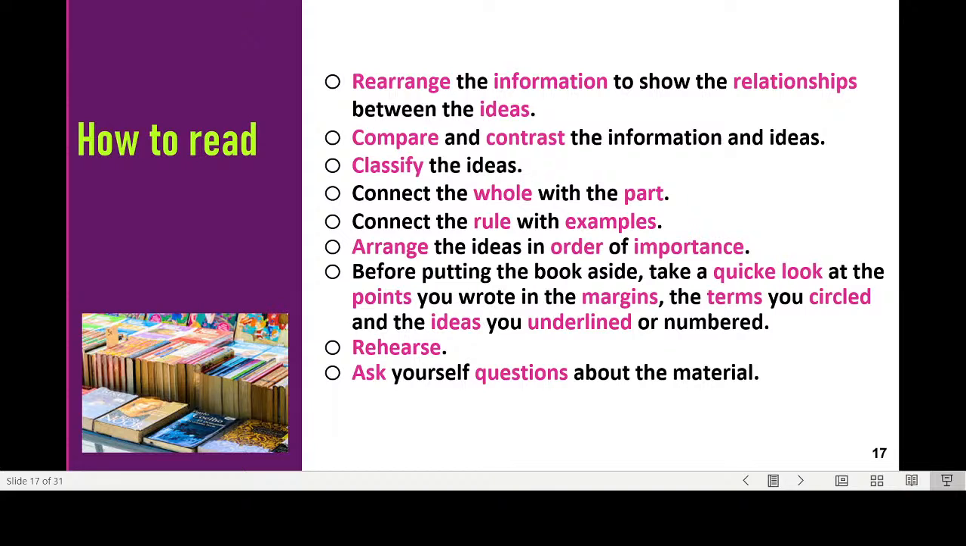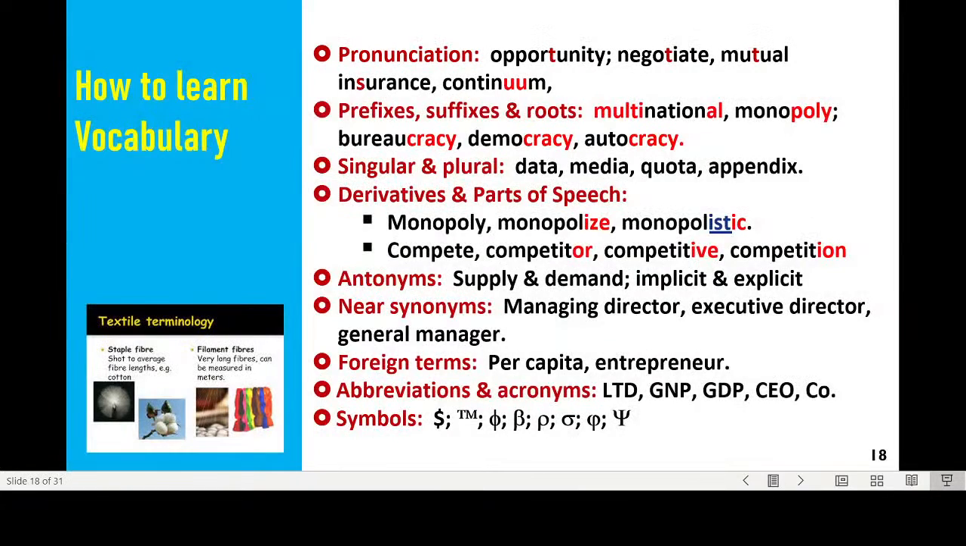Okay, when we finish reading, we need to take a quick look at only certain parts: the notes in the margin, the main ideas that we have underlined, the terms that we put in boxes, the things we've circled, so that we put the pieces together. Then you need to close the book or the handout and rehearse. Talk about the important parts in the material that you have read, and you can ask yourself questions.